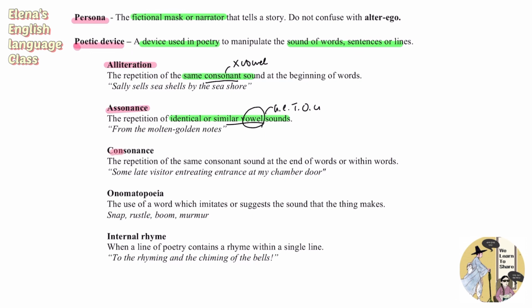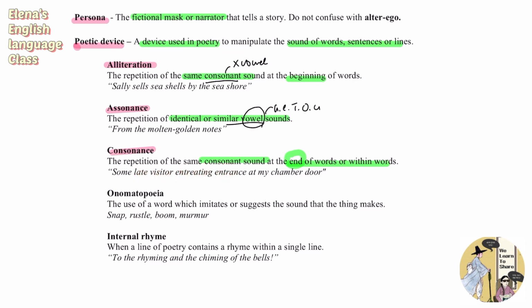And next, we're going to look at consonance. And consonance is the repetition of the same consonant sound at the end of the words or within words. So again, alliteration was the repetition of these consonant sounds, but it was at the beginning of the words. But consonance is the repetition of the same consonant sounds, yes, but at the end of the words or within words. So for example, you can see some late visitor entreating entrance at my chamber door. You can see how there is repetition of the same consonant sound at the end or within words, right? And this is what you call consonance. Like you can see how T is being repeated over and over.